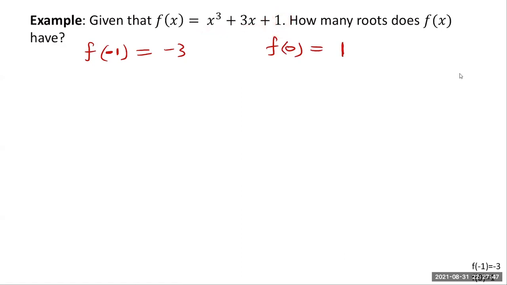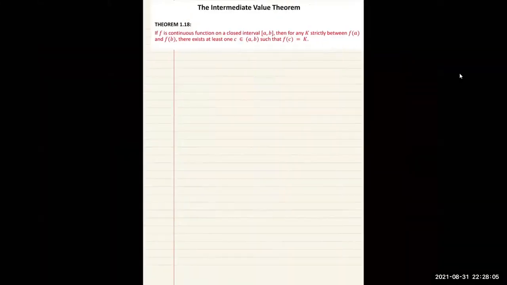Now notice that this y value is negative, this y value is positive. Okay. Now what does the intermediate value theorem tell you? First of all, let's look at the intermediate value theorem. I have copied that down here. If f is continuous on a closed interval a comma b, then for any k strictly between f of a and f of b, there exists at least one c value between a and b such that f of c is equal to k.